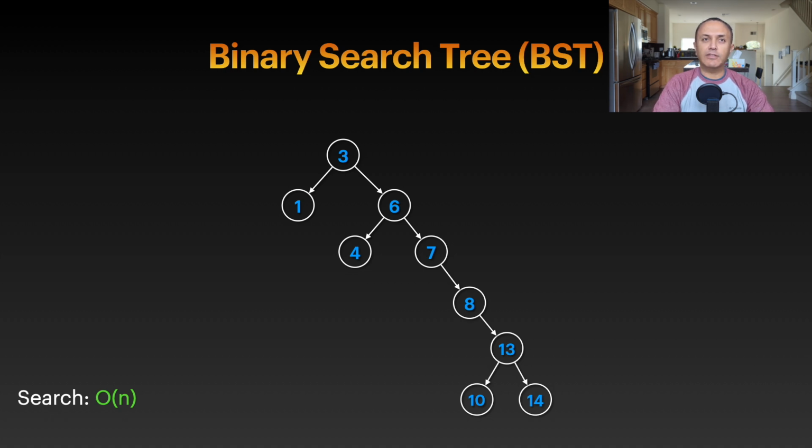So not great. Can we improve even further? Is there a structure that is better than a binary search tree? This takes us to the next one, which is the B-tree.